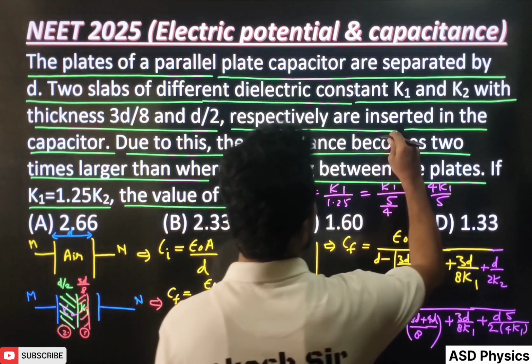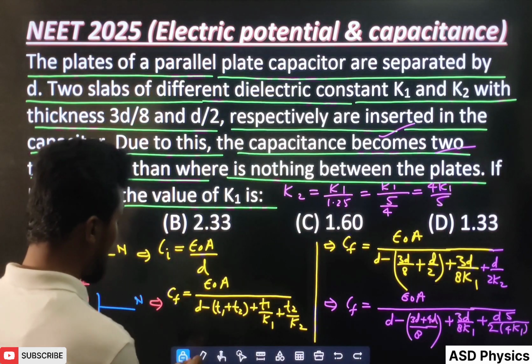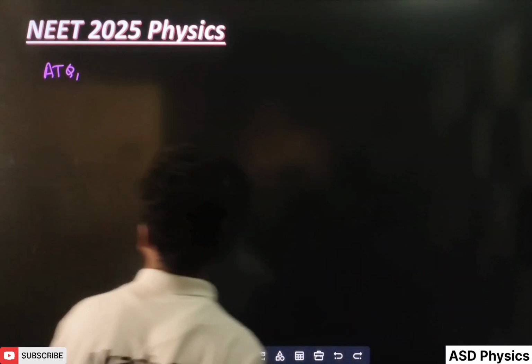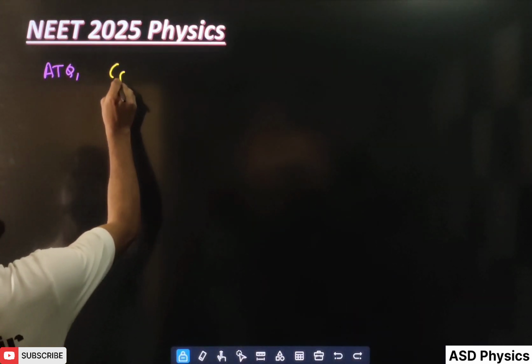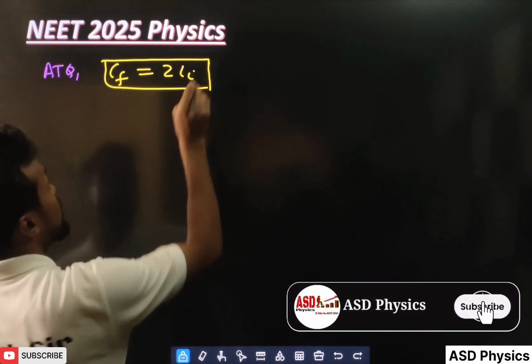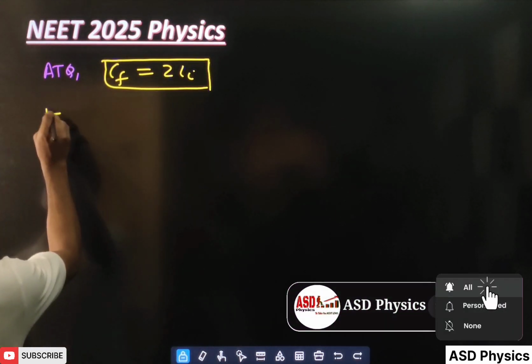The new capacitance becomes 2 times. The new capacitance becomes how much? 2 times. So remember that here, new capacitance, that means CF is equal to 2CI, is given. CF equal to how much? 2CI.